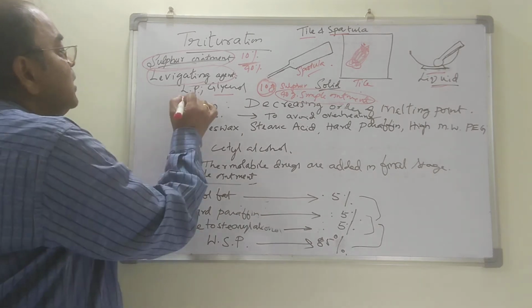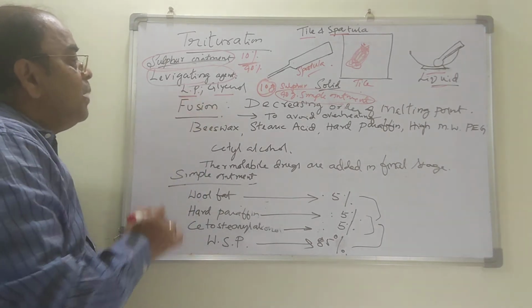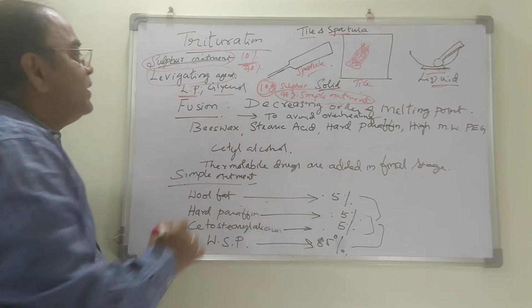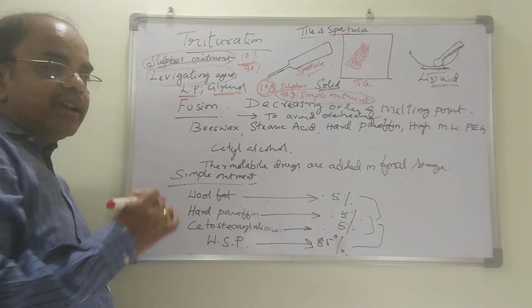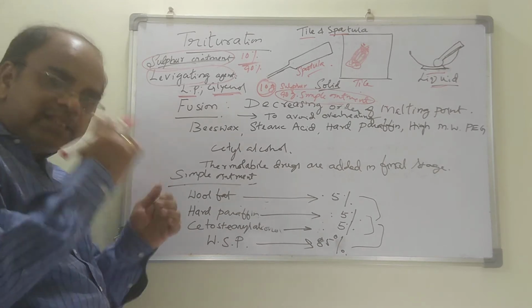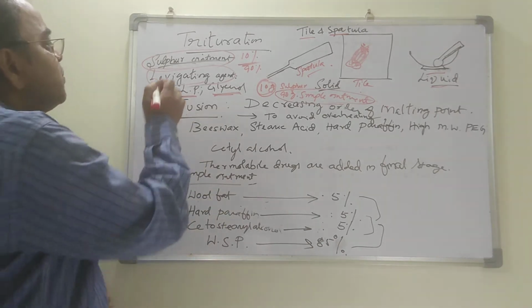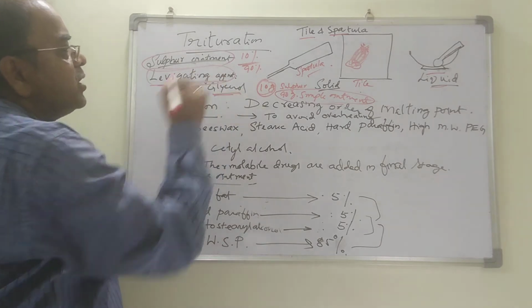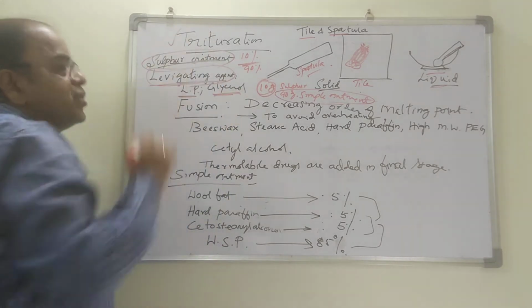Levigation. For that, we are using a mineral oil, liquid paraffin or glycerol. The drug is dispersed in this one and a mass is formed. That mass is mixed with the ointment base. That is the process of levigation. So that's about trituration.